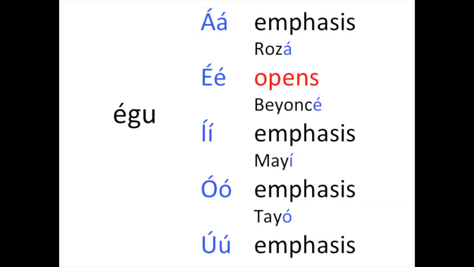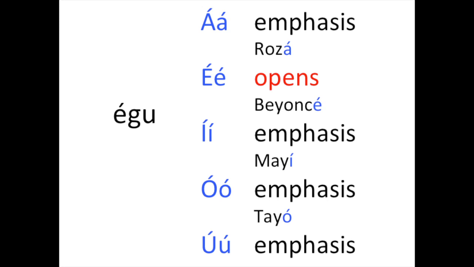Accentuation. Right, so we'll begin with the acute accent, known in Louisiana Creole as aigüe. And the aigüe has two functions in the language. One, it's for emphasis on a syllable. And two, it opens the sound of one of the vowels, which is the E. So we'll begin with the emphatic syllable.